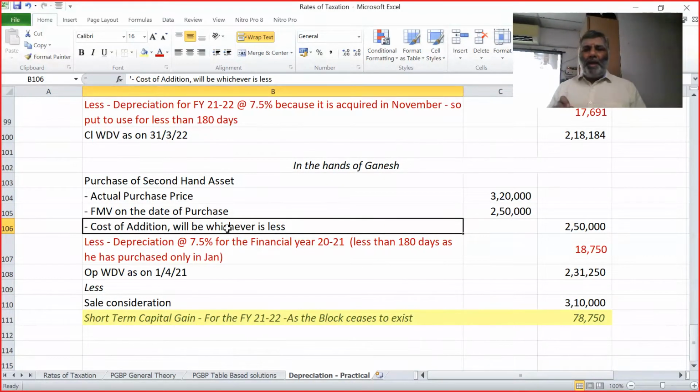So whenever an asset is sold and reacquired, suppose there is an adjustment in the main question and they give you the fair market value, the reacquisition price being higher, take only the fair market value, I mean book value, or the price, whichever is less.